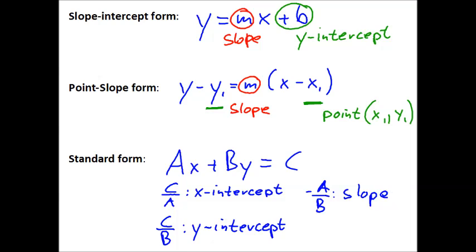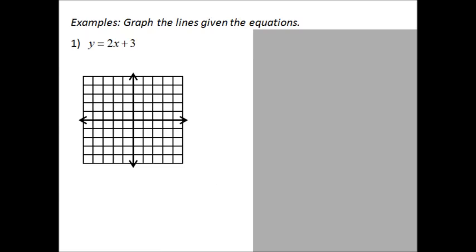Let's move on to our examples. Graph the lines given in the equation. This first one is an equation in slope-intercept form, so I'm going to go ahead and just plug my slope, which is 2, and my y-intercept b, which is positive 3. In other words, this means that our y-intercept is at (0, 3), and I'm going to go ahead and graph.